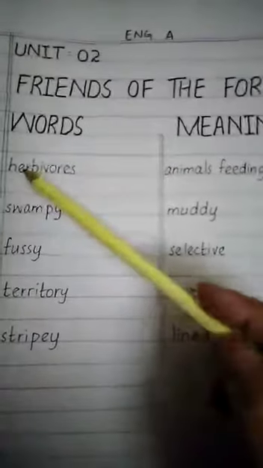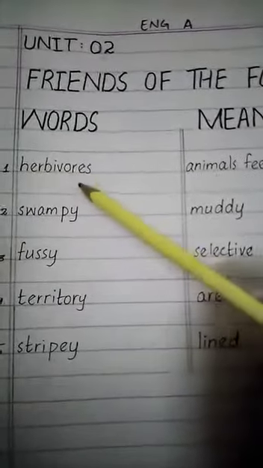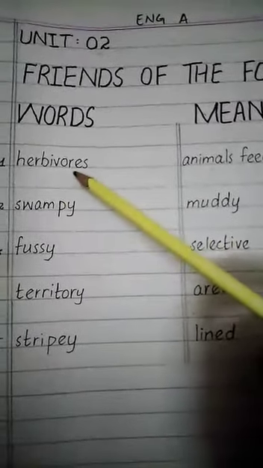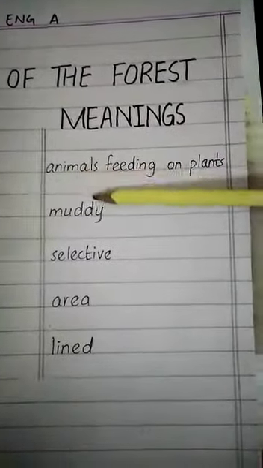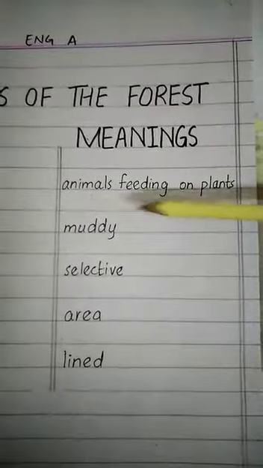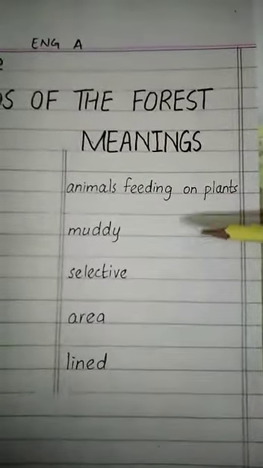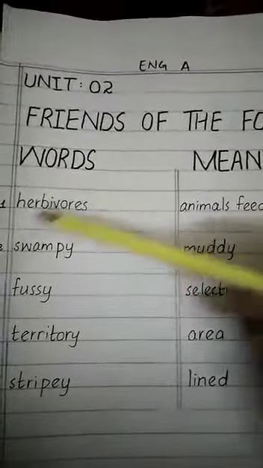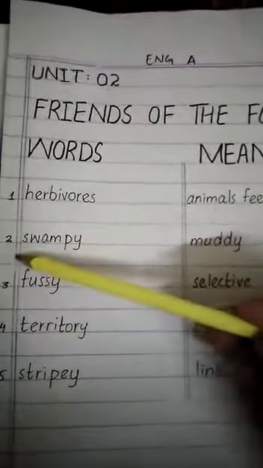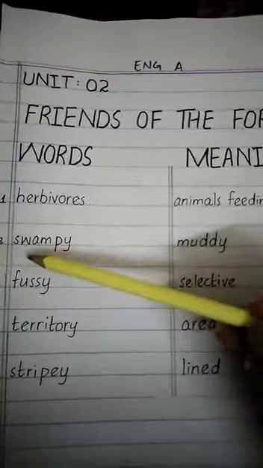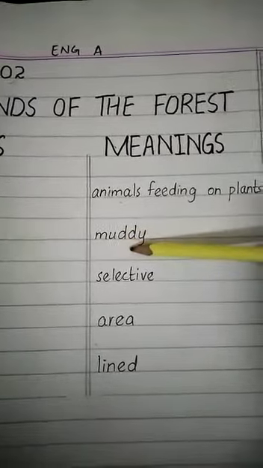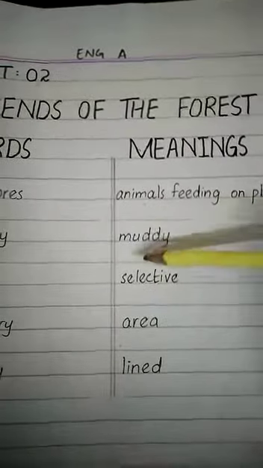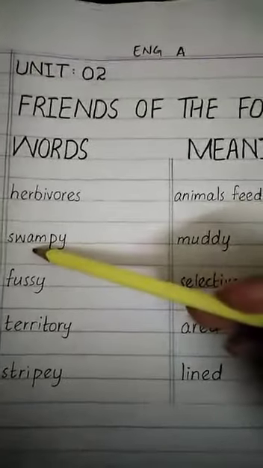Number 1 word is herbivores. We have studied this word in the lesson, and the meaning is animals feeding on plants. जो animals, जो जानवर पौधों को खाते हैं, they are called herbivores. Second word is swampy. It means muddy. Mud, muddy. Means dal-dal wala jo jagah hoti hai, that is called muddy place or swampy place.